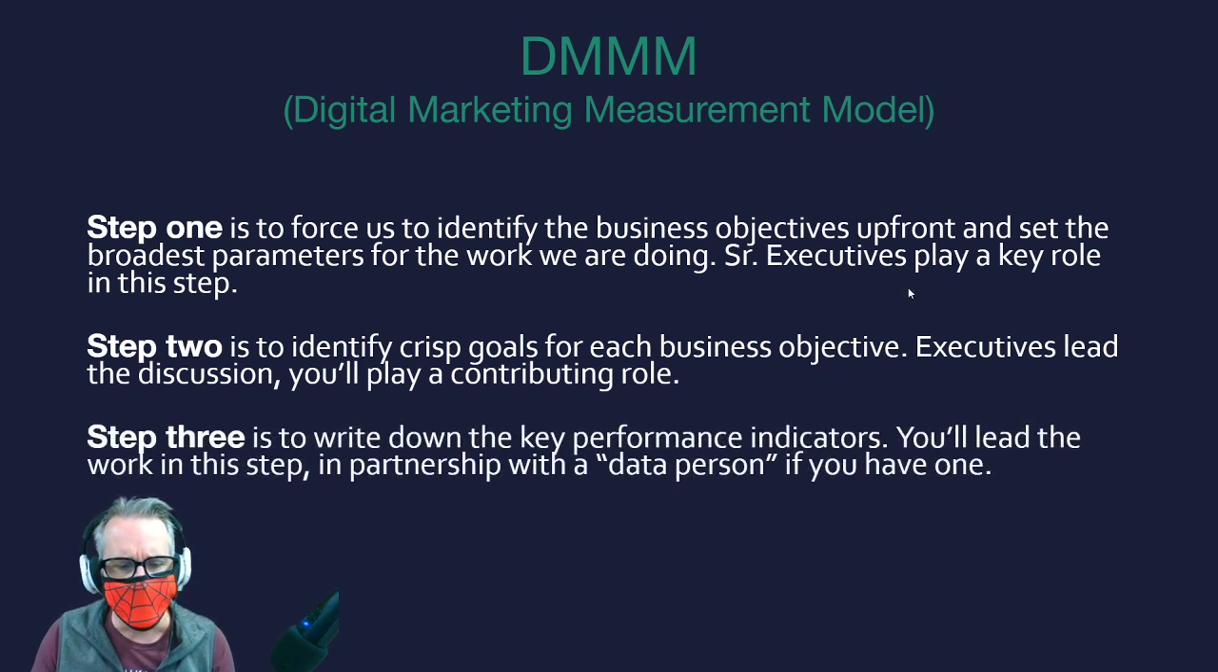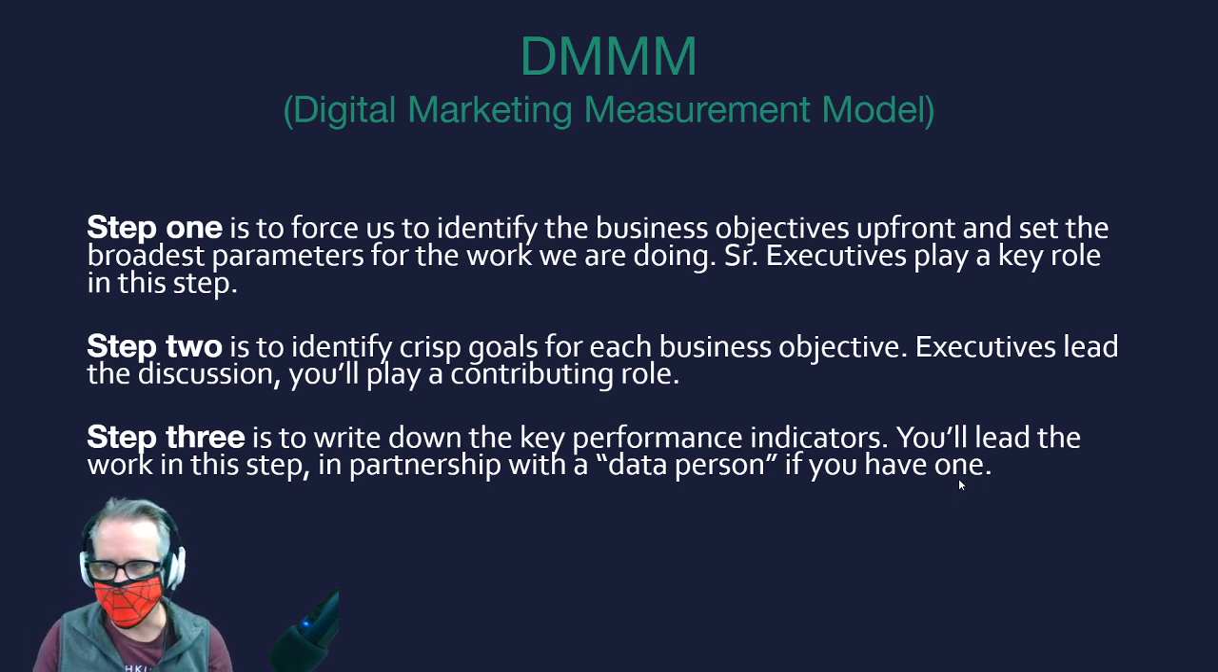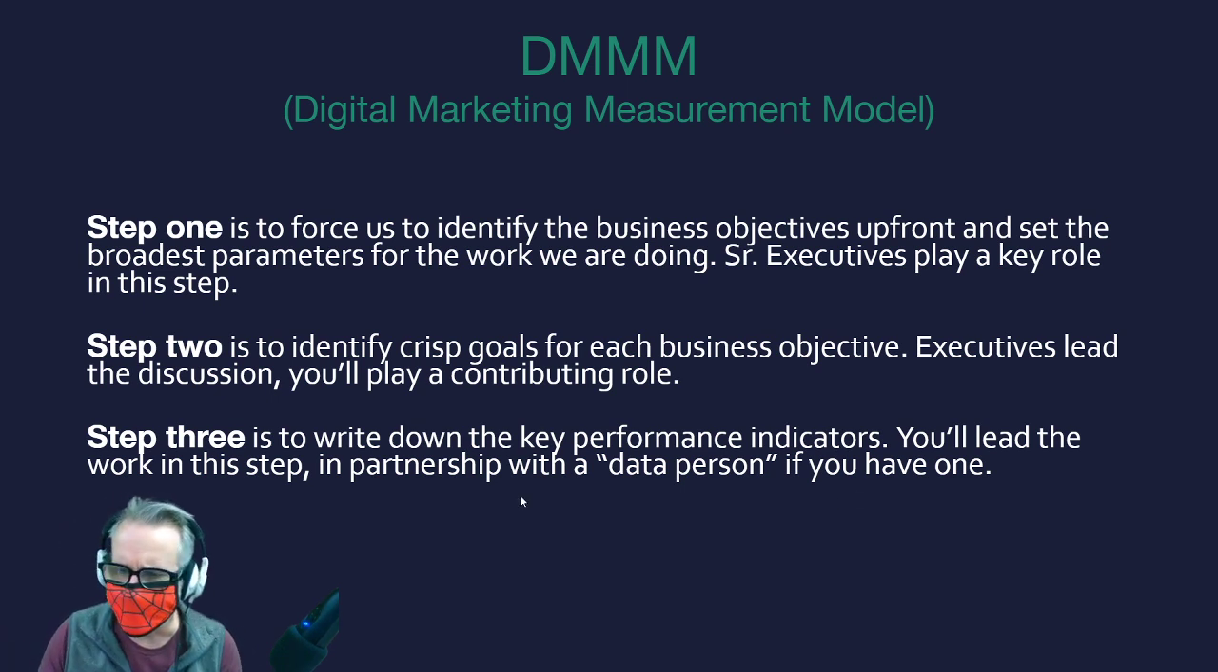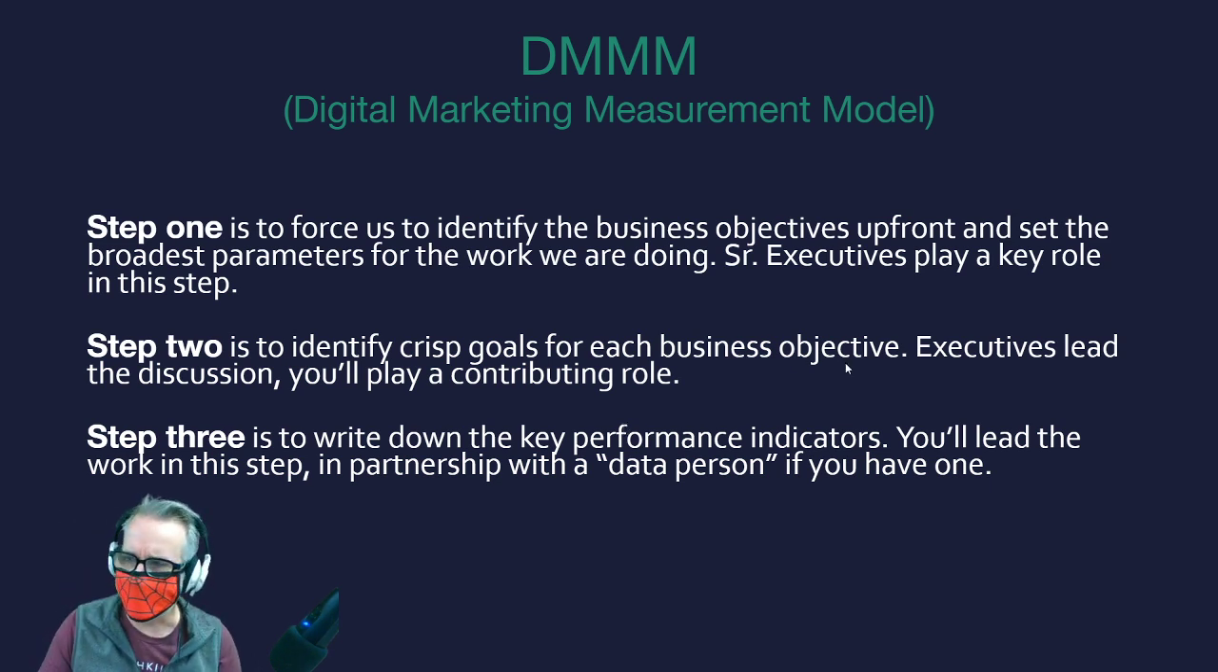Step three is to write down the key performance indicators. So how are we going to measure if our goals are being achieved or not? A lot of times you'll work with a data person on that. The data person will be the one who interprets all the different metrics or can find just the right metrics for you. So when you look at Google Analytics, there's all kinds of different metrics that you can look at. What do those metrics mean? How do you find the right metrics for you? And then how do you analyze it after that?